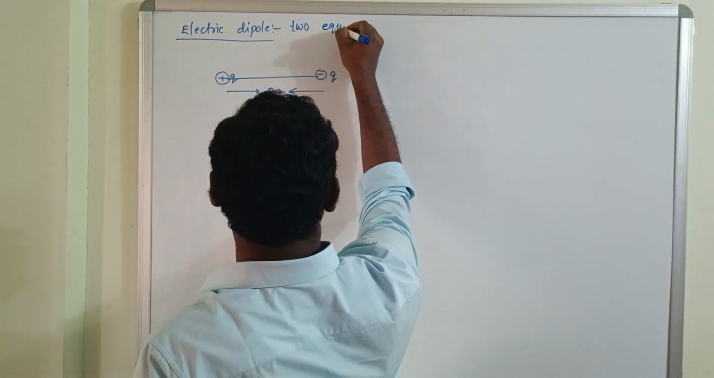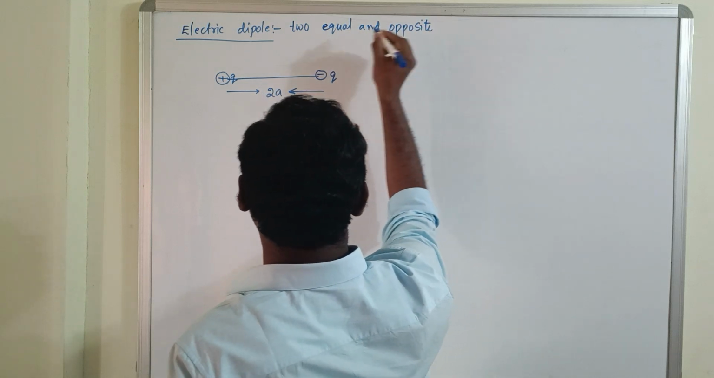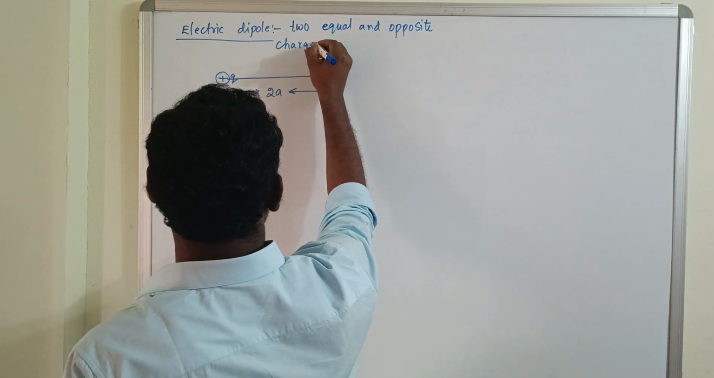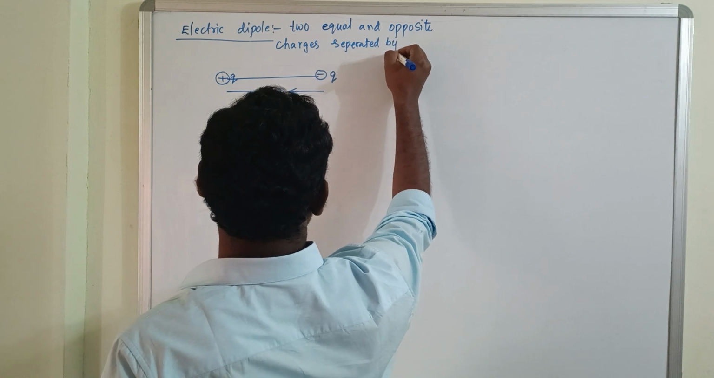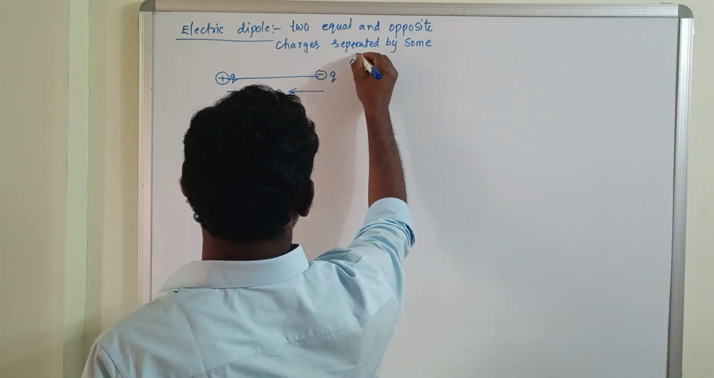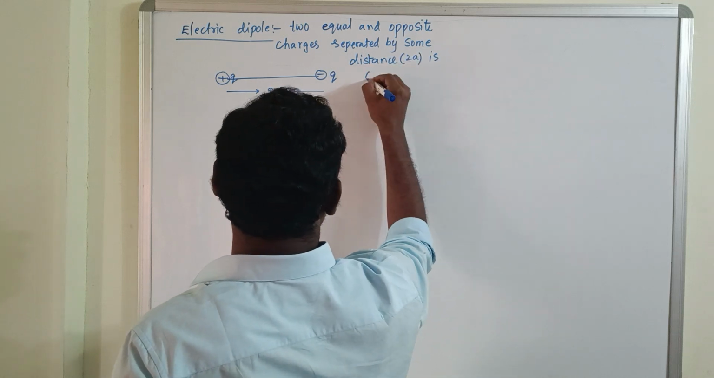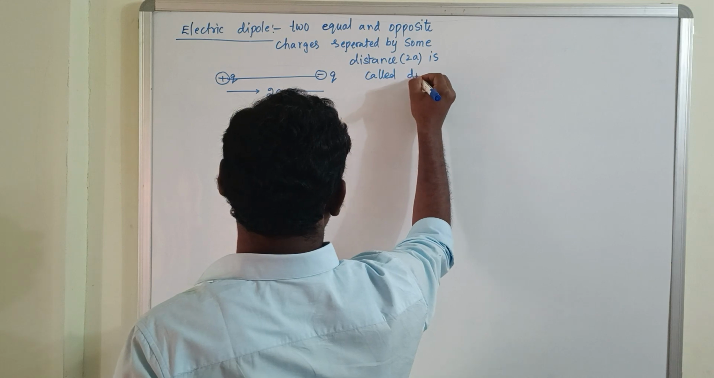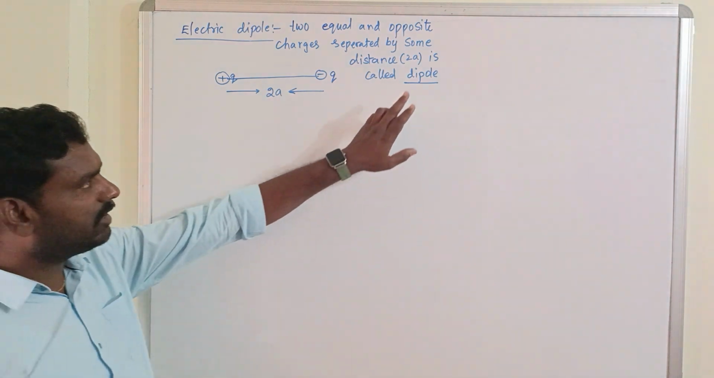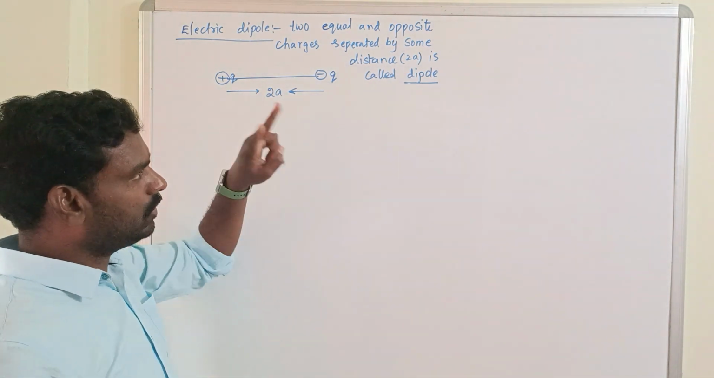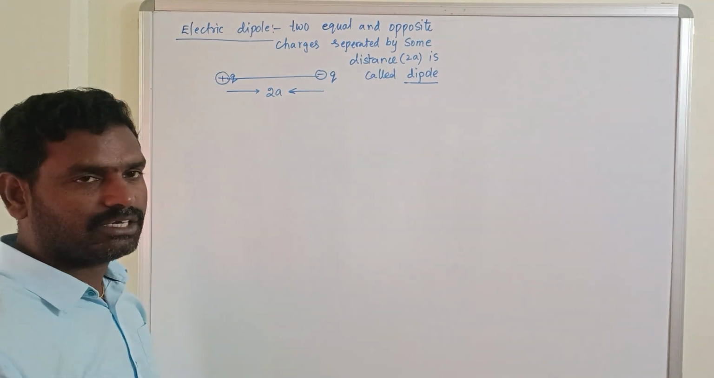Two equal and opposite charges separated by some distance 2a is called a dipole. Di means two, it has two polarities, positive charge and negative charge, and they are separated by a distance of 2a.